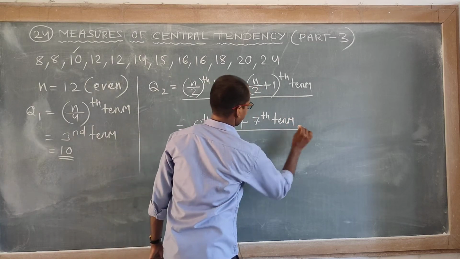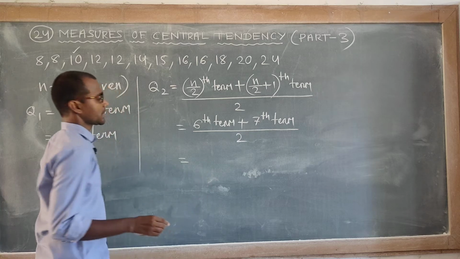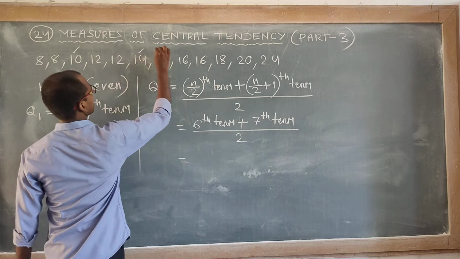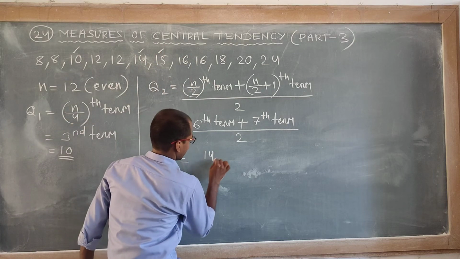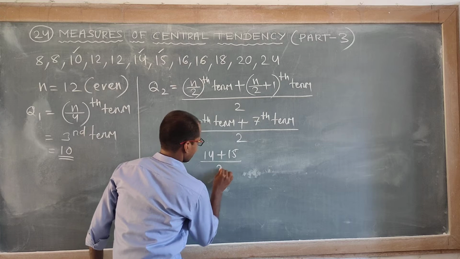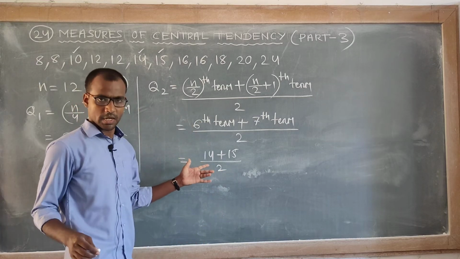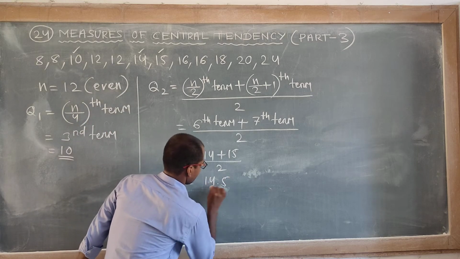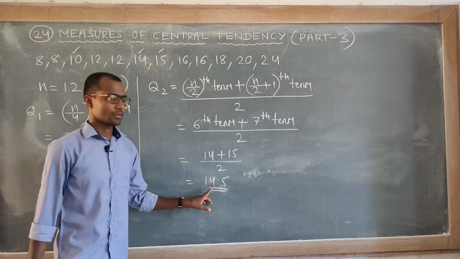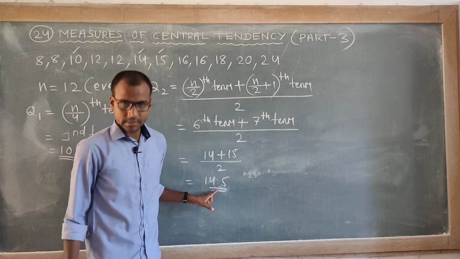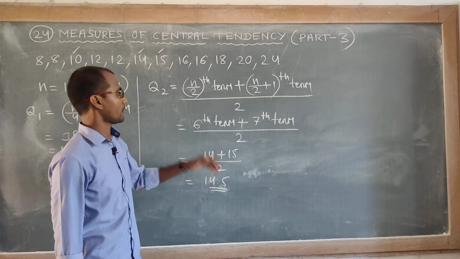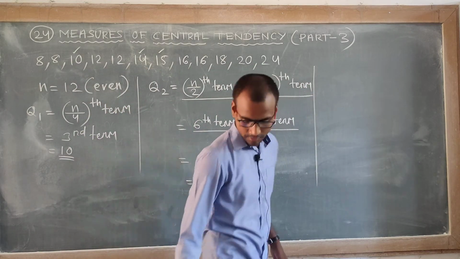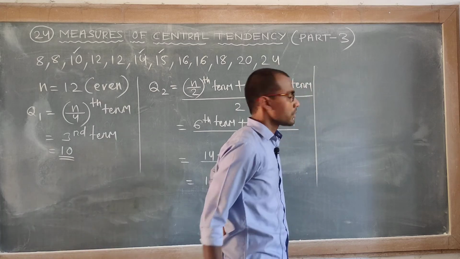The 6th term plus the 7th term, divided by 2. Which is the 6th term and which is the 7th term? 1, 2, 3, 4, 5, 6. This is 6, this is 7. So 14 plus 15 by 2. 14 plus 15 is 29. 29 by 2 is 14.5. So the median of the given set of data is 14.5. Now let us go for the upper quartile.